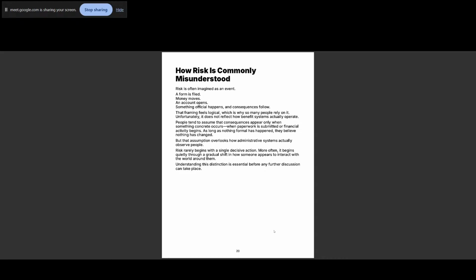Unfortunately, it does not reflect how benefit systems actually operate. People tend to assume that consequences appear only when something concrete occurs, when paperwork is submitted, or financial activity begins. As long as nothing formal has happened, they believe nothing has changed. But that assumption overlooks how administrative systems actually observe people. Risk rarely begins with a single decisive action. More often, it begins quietly through a gradual shift in how someone appears to interact with the world around them. Understanding this distinction is essential before any further discussion can take place.